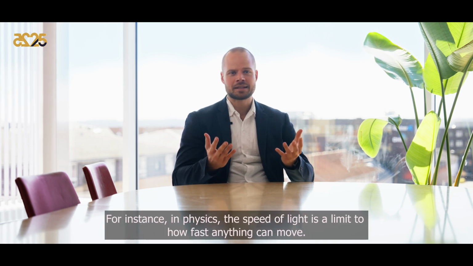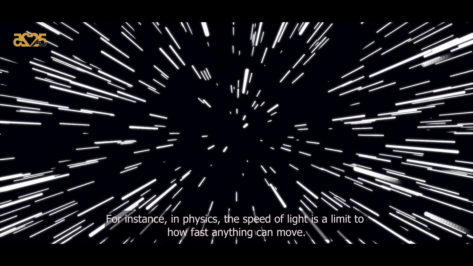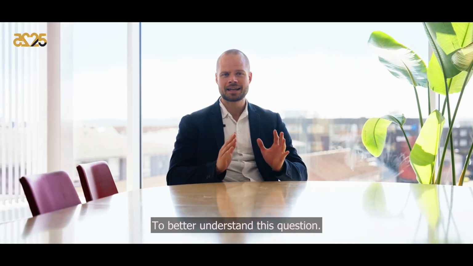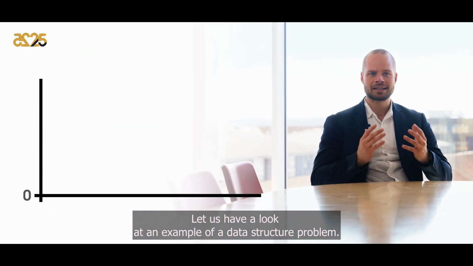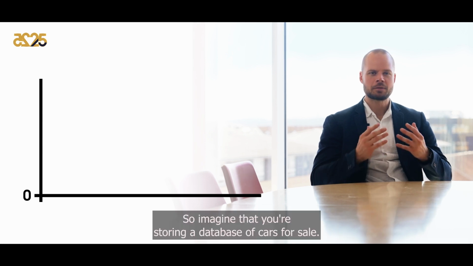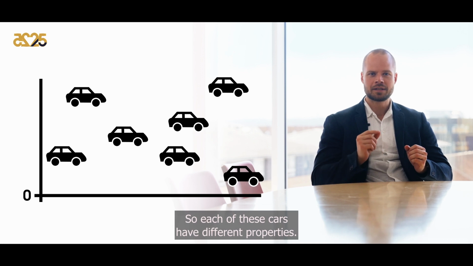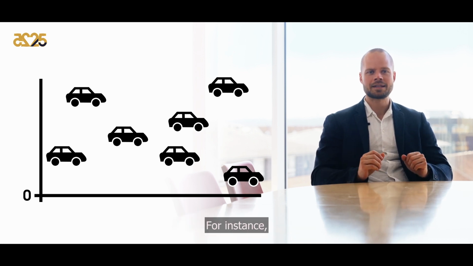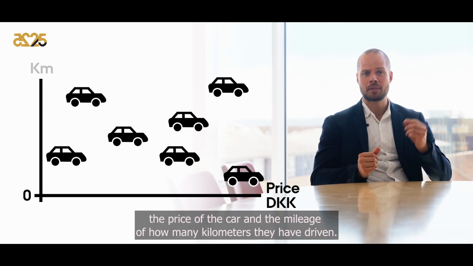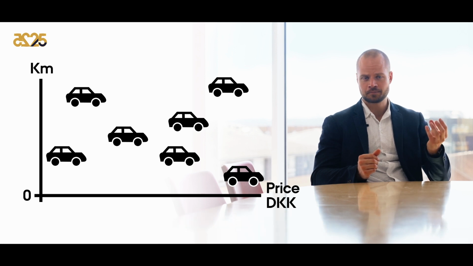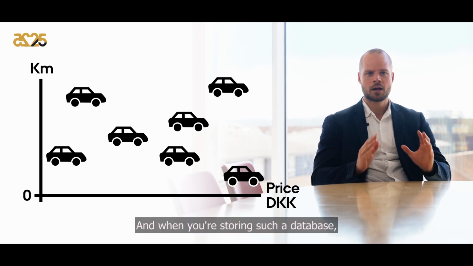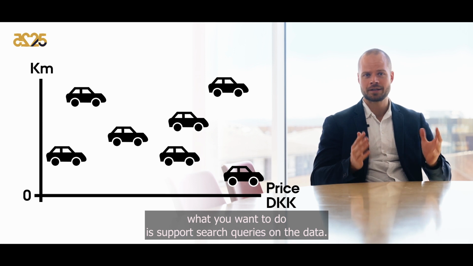Like for instance in physics, the speed of light is a limit to how fast anything can move. To better understand this question, let us have a look at an example of a data structure problem. So imagine that you're storing a database of cars for sale. So each of these cars have different properties. For instance, the price of the car and the mileage, or how many kilometers they have driven. And when you're storing such a database, what you want to do is support search queries on the data.